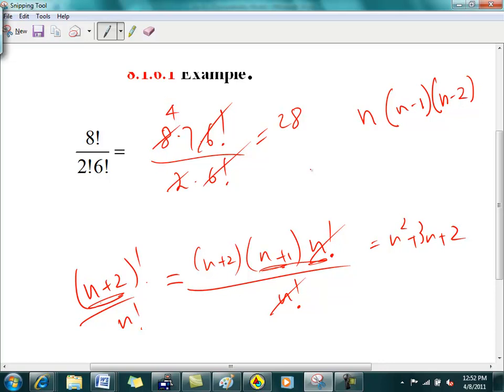Okay, so remember what 8 factorial means. You're going to start with 8. You're going to reduce by 1. Right? You're going to reduce by 1 and so on. So you start out with n plus 2, reduce by 1, you get there. You reduce by 1, you get there. Why did I stop here? I stopped there because my downstairs is the same thing. So there's no point in me going further. I can cancel those things out. All right, is everybody okay?